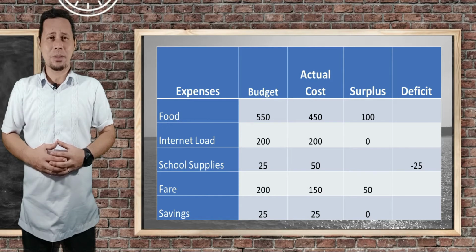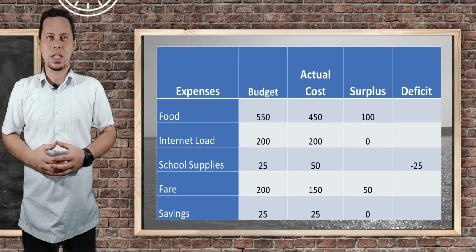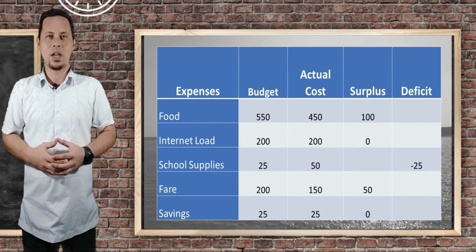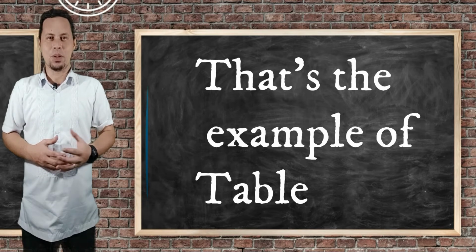As you see, guys, for the surplus column, we have 100 pesos for food because the actual cost is only 450 with the budget allocation of 550. Now, for the school supplies, the budget was just 25, but the actual cost was 50. Therefore, there's no surplus, instead there's deficit. So that's the example of table.